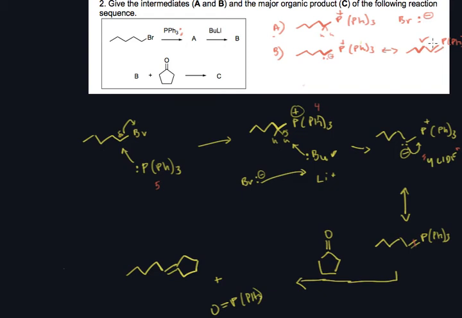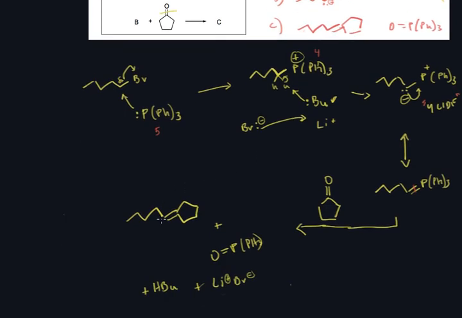And that Wittig reaction occurs just like the one did in the previous example. And so you wind up with this product right here. I'll draw it again up top for clarification. You wind up with this product, and then the product of the Wittig reaction with the oxygen bonded to the phosphorus.